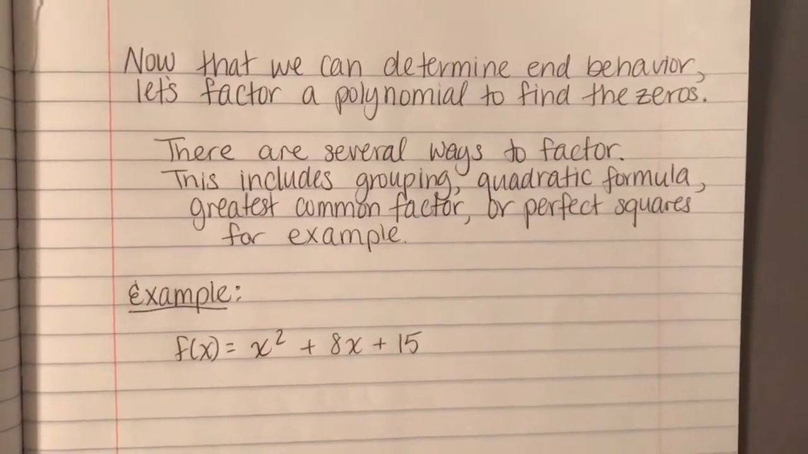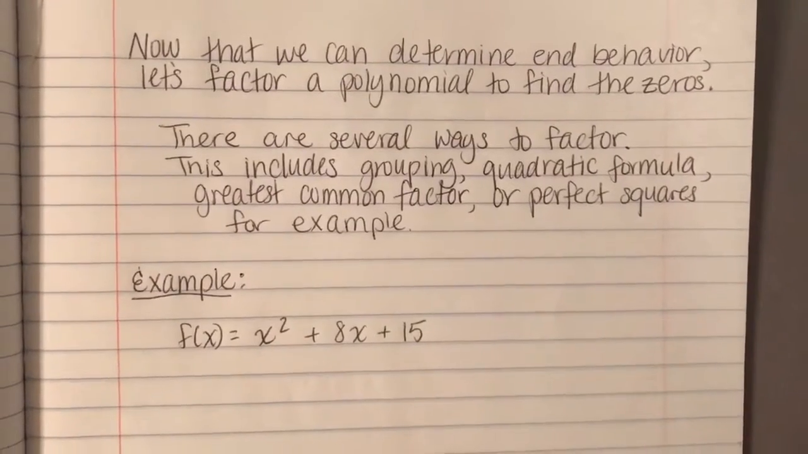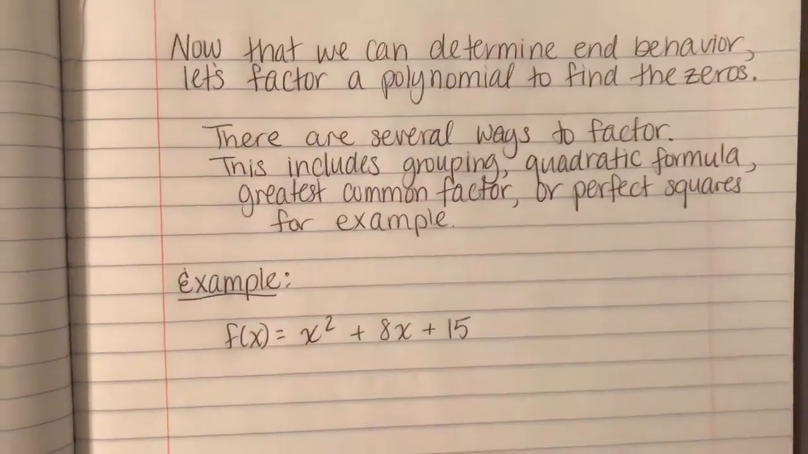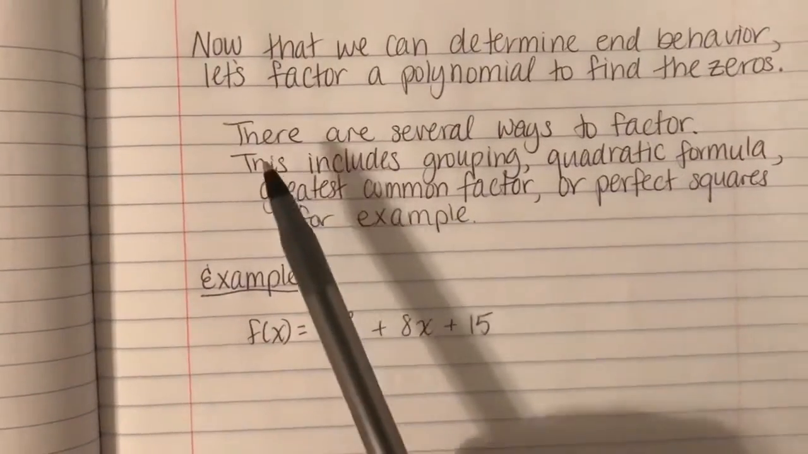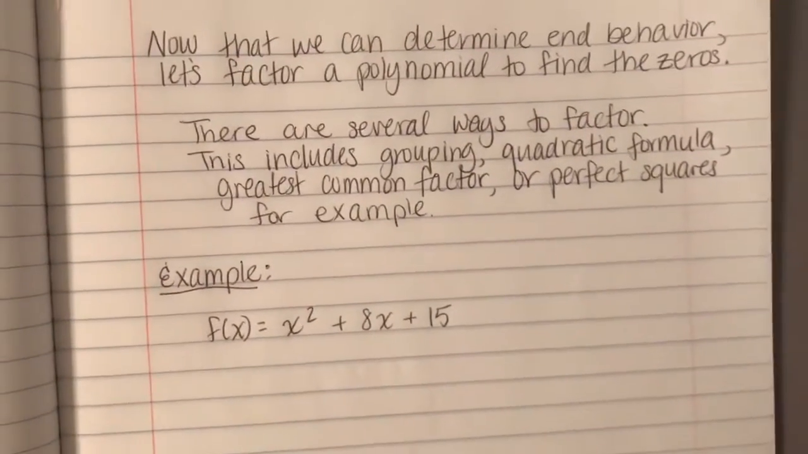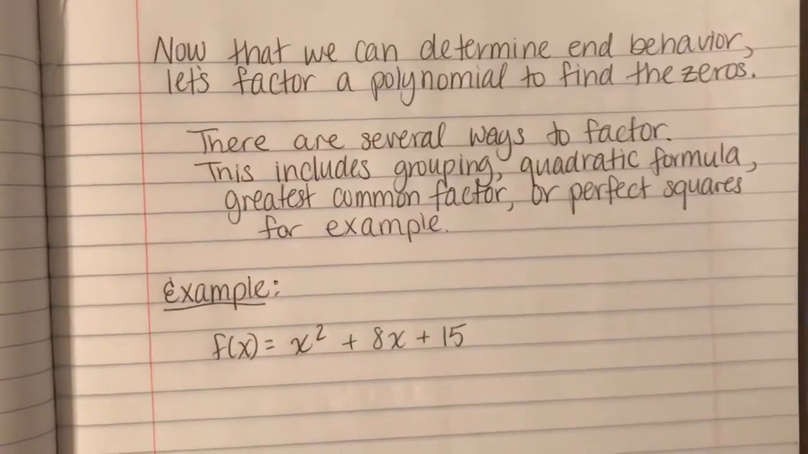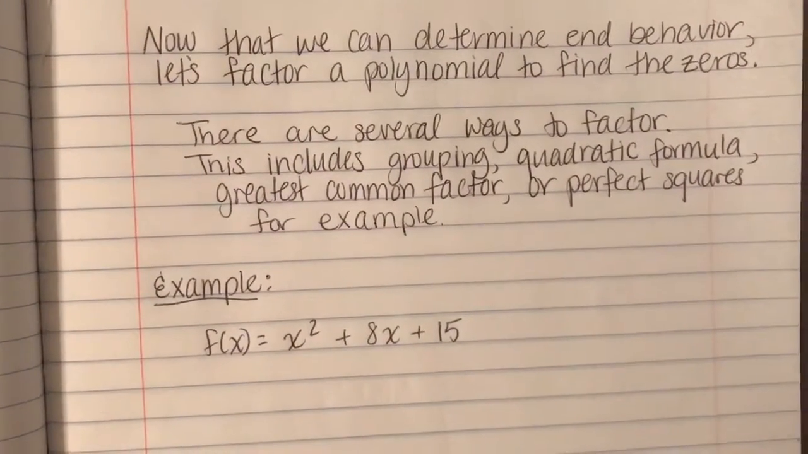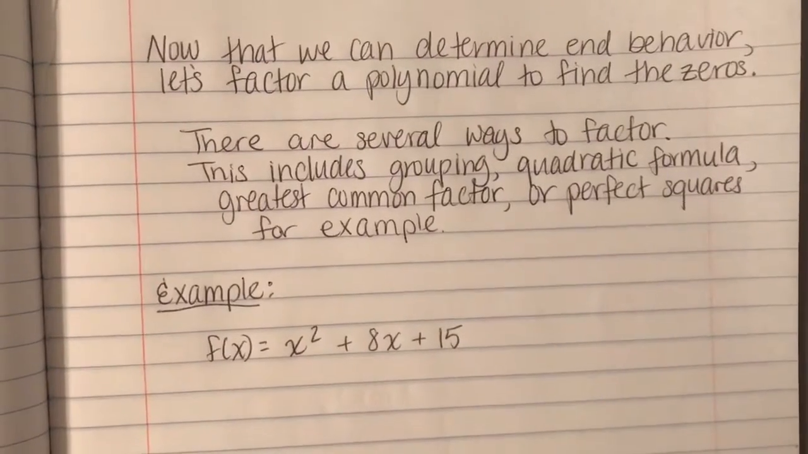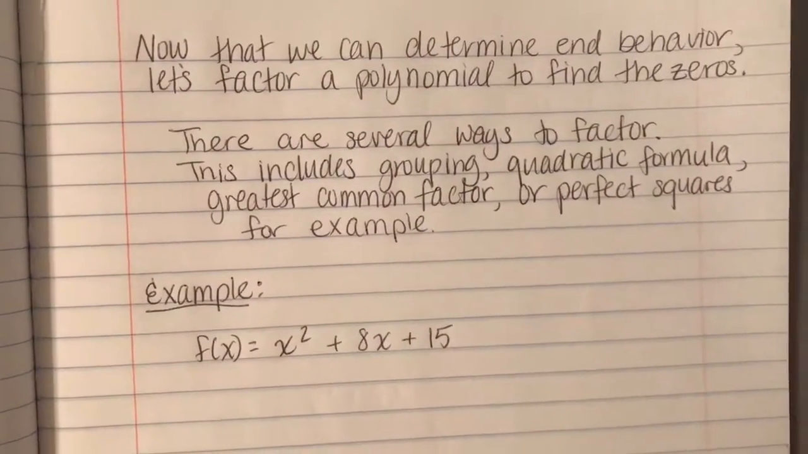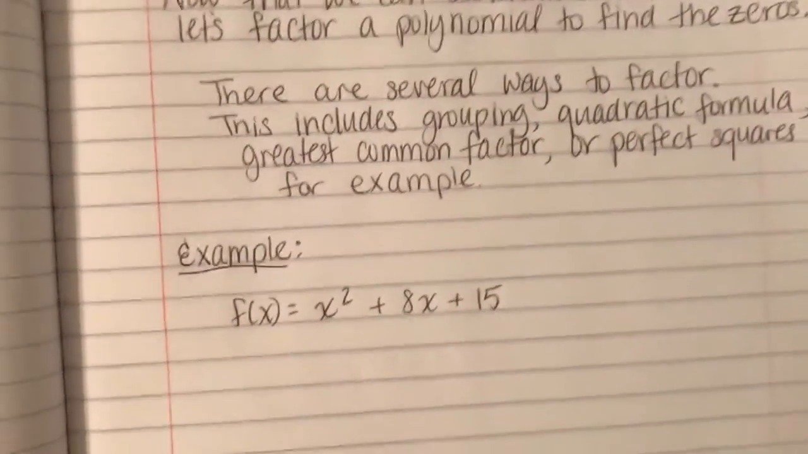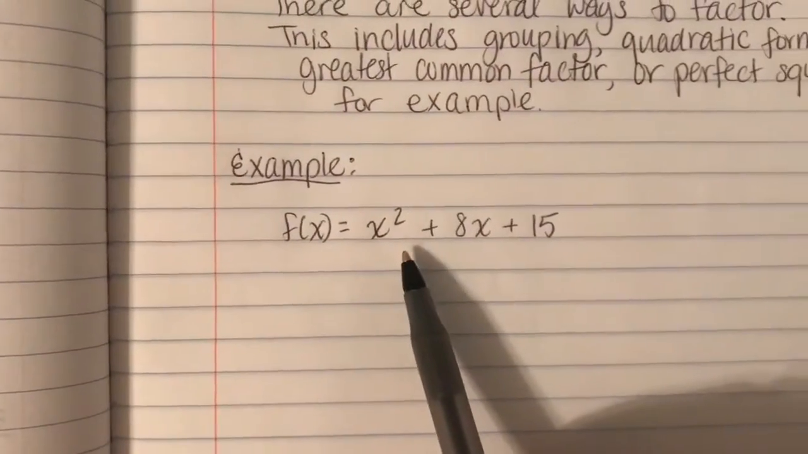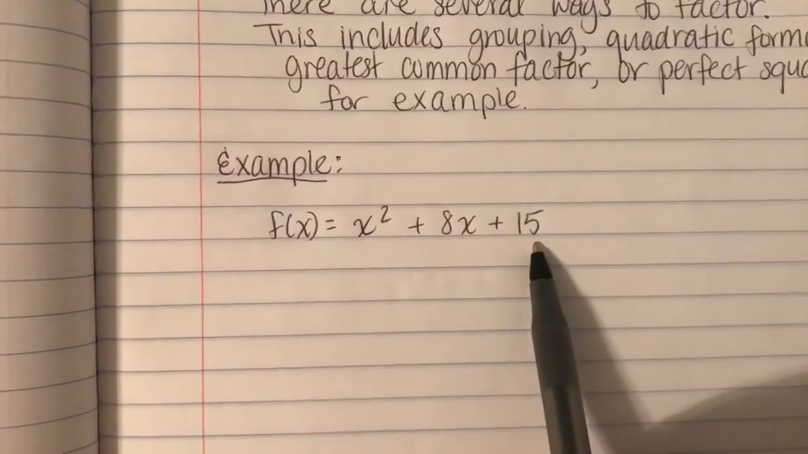The zeros of a function are going to tell us, once again, where the graph meets or crosses the x-axis of the plane. There are several ways to factor, and this includes grouping, quadratic formula, greatest common factor, or perfect squares, for example. Depending on what kind of equation you have, you can try all these methods, and there are also several more. So here's an example, and we have f of x equals x squared plus 8x plus 15.